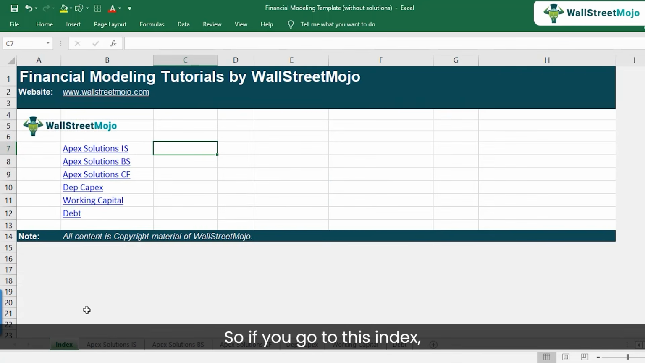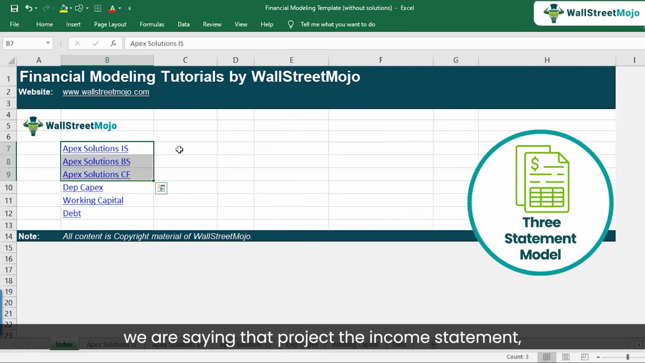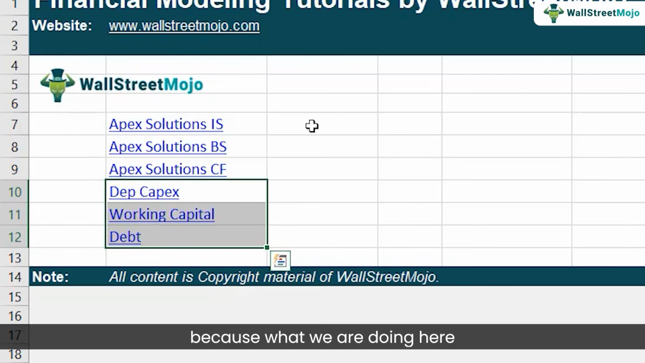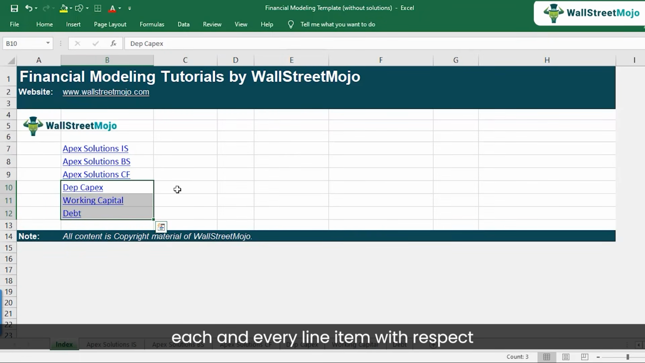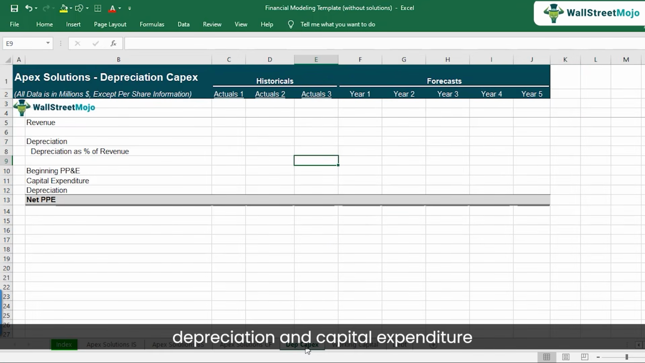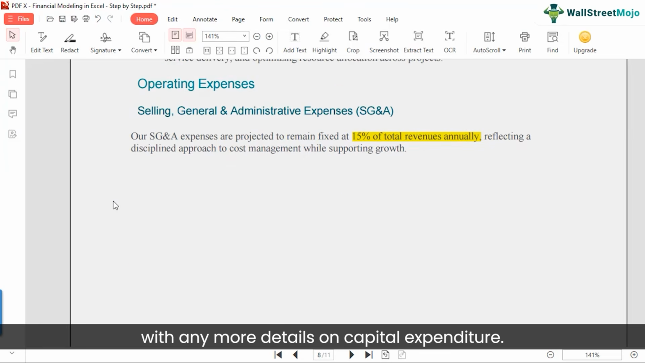If you go to this index, you will see that there are these three statements: income statement, balance sheets, and cash flows. These are the primary statements. So when it comes to three statement modeling, we are saying that project the income statement, balance sheets, and cash flows. And these are called supporting schedules, because what we are doing here is projecting each and every line item with respect to, let's say, depreciation and capex. The objective is to forecast depreciation and capital expenditure for the future years in this tab. Okay, so supporting schedule. Now, with that in mind, let's also look at the case study to see if we have been provided with any more details on capital expenditure.